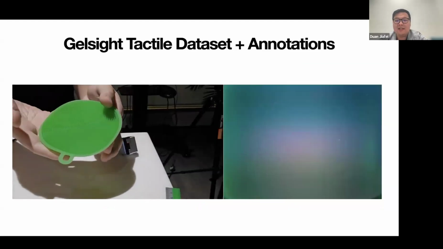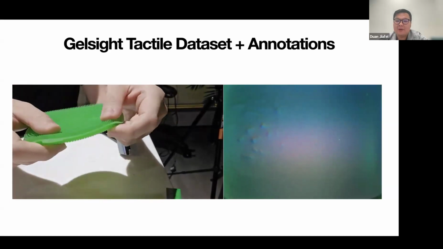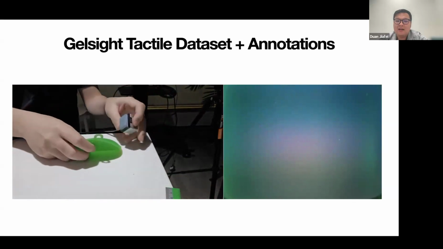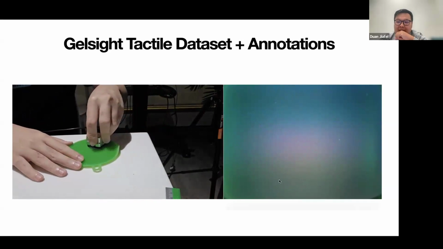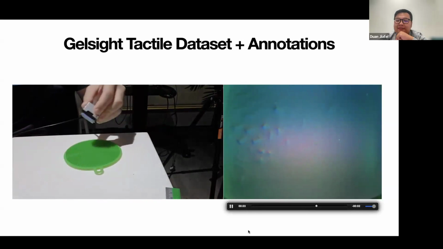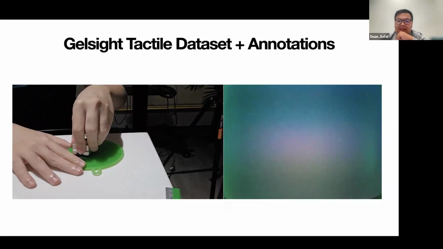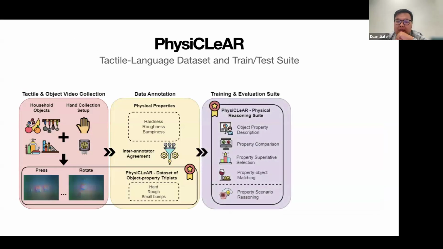And this is what the data collection really looks like. This is the GelSight sensor that is able to measure the tactile signal of what the person is holding right now. Once you put the object on top of it, it actually captures the tactile image, which is what you see on the right. With that, we are able to provide annotations of all these physical properties. And then we have a process where we do inter-annotator agreement to generate different language reasoning prompts that will be used for the instructional tuning.